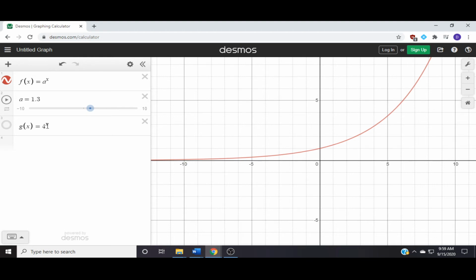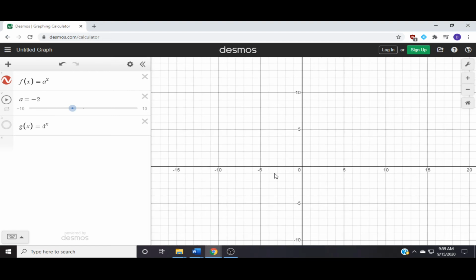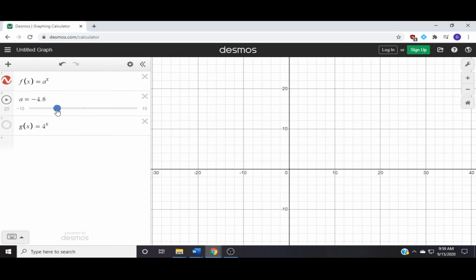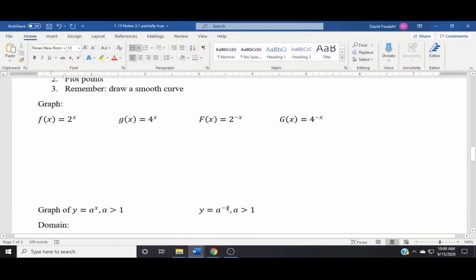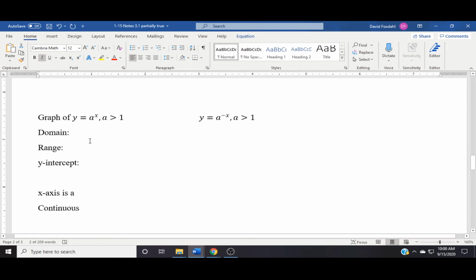Okay, and then if you have negative a, it's not even going to show up on our graph because it's just going to be points. It's going to look weird, so we'll not talk about that. Okay, that's how we graph it. So these two, positive, will be sloping up and over like this, and these two will slope this way, like this. Okay, so here are some general rules.